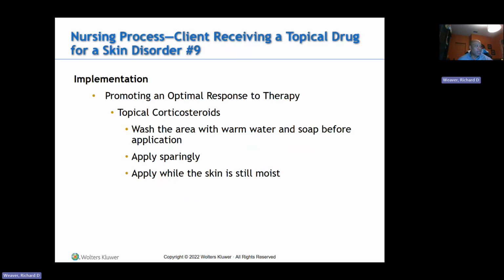And also apply while the skin is still moist. And so this will allow it to be absorbed a little better. Topical corticosteroids are usually ordered to be applied sparingly, not too much. The PCP may also order the area of application to be covered or left exposed to the air. So just keep that in mind as well. Some corticosteroids are applied with an occlusive dressing as well. That occlusive dressing prevents air from getting into that area, and it helps the medication to be absorbed a whole lot better.